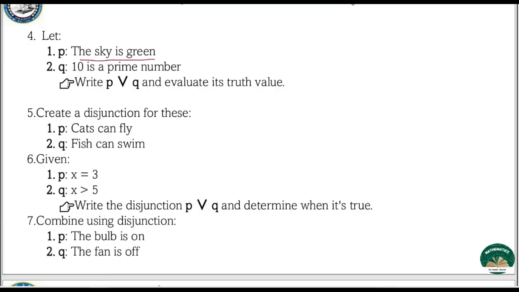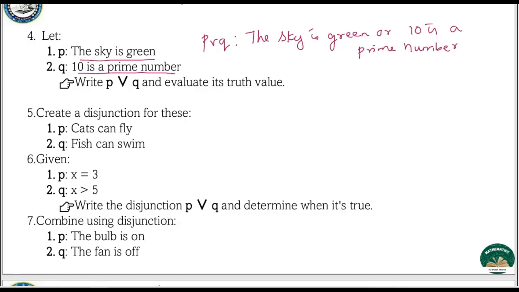The sky is green. 10 is a prime number. P, the sky is green. Q, 10 is a prime number. So yeah, we have to write P or Q. What will be P or Q? The sky is green or 10 is a prime number. So whenever it comes like a V shape, it is or. Whenever you see the symbol V, it is or.